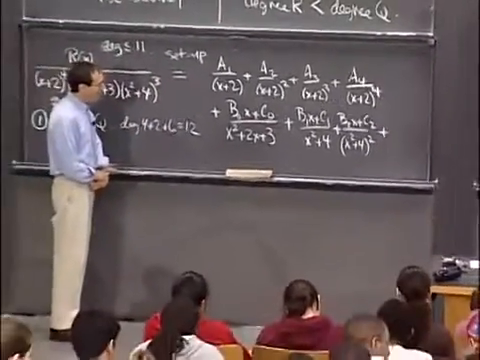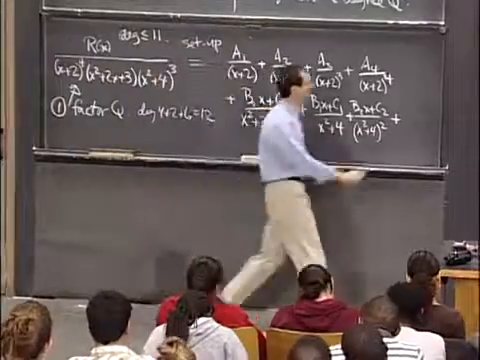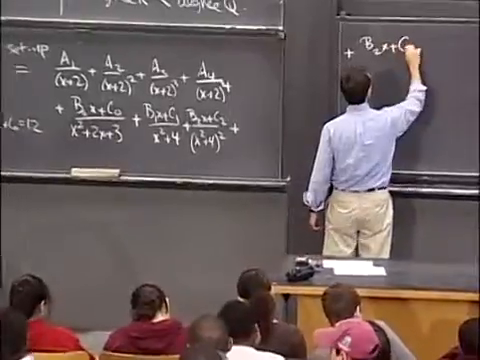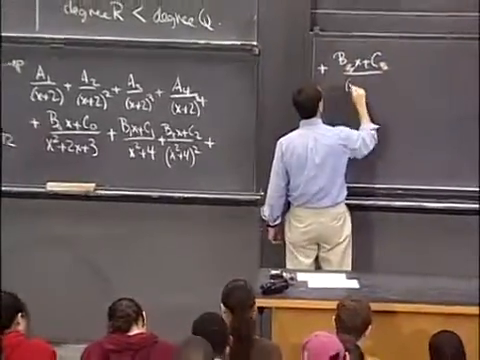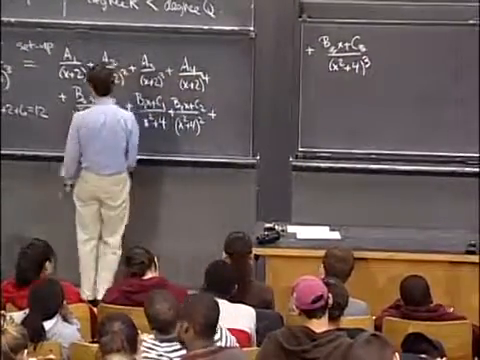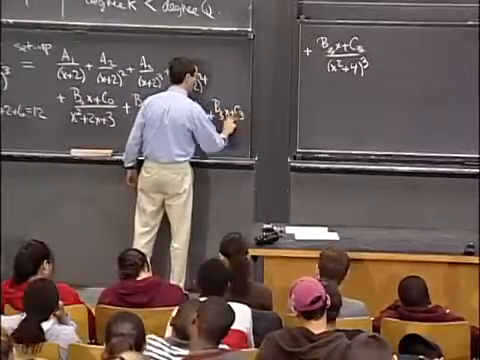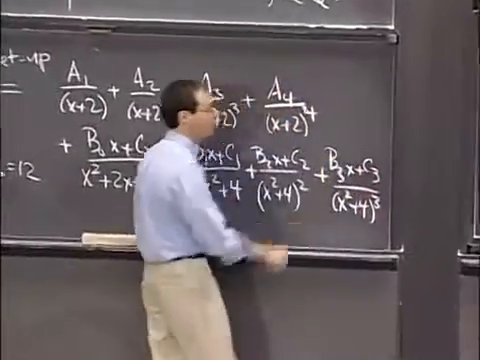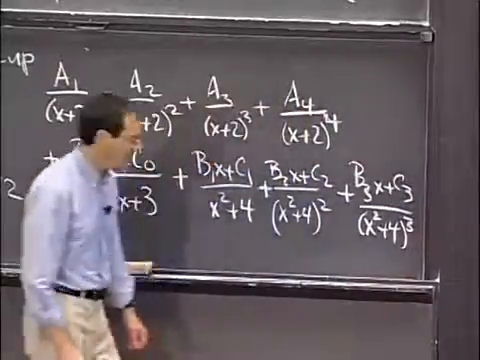All right. So this is so long that it runs off the blackboard here. So let's continue it on the next. We've got this b2x plus c2. Oh, sorry, b3x plus c3, x squared plus 4 cubed. I guess I have room for it over here, so we'll put it over here. I'm going to talk about this in just a second.